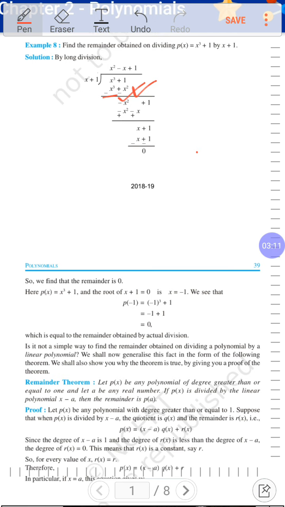You can see over here the next term by which it is divided is minus x. So with minus x, minus x into x is minus x square, and minus x into plus 1 becomes minus x. When the sign changes, minus x square changes into plus and minus x changes into plus. So the x squares have cancelled. Now plus x and plus 1 is left.